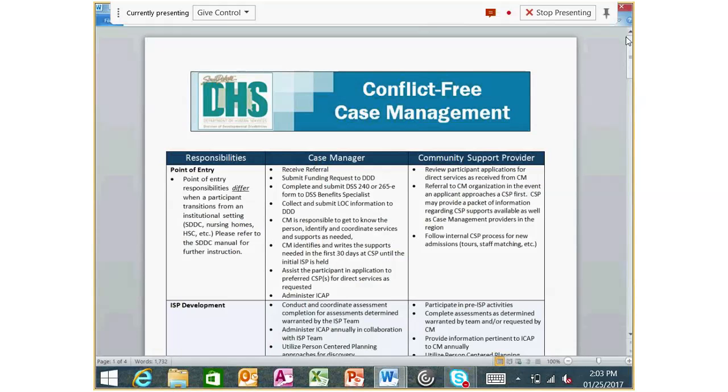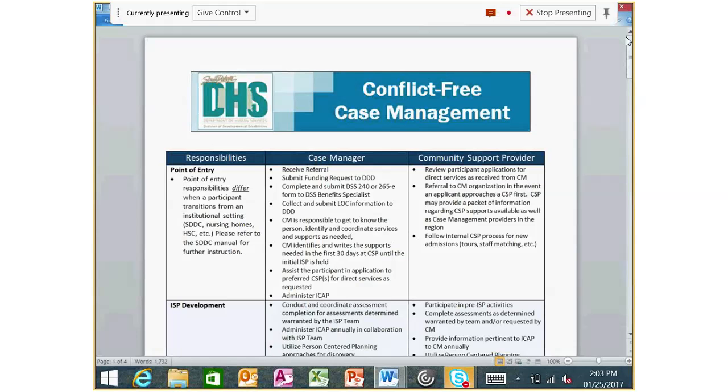I also wanted to point out that these point of entry responsibilities are different when a person is transitioning out of an institutional setting such as SDDC, HSC, or a nursing home. And there's a separate SDDC manual that goes over what those different processes are. So I would make sure that you follow those instructions when you're helping someone transition out of an institutional facility.